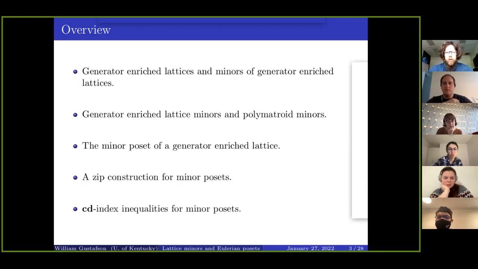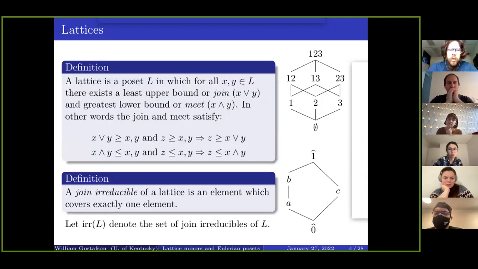Okay, so definitions, this should set things up. A lattice is a poset, and any 2 elements have a least upper bound, which we call a join, and a greatest lower bound, which we call a meet. And I have the conditions for those written out. On the right, I have a Hasse diagram of 2 different lattices. So the top right is the rank 3 Boolean algebra. Here the join corresponds to unions, and the meets correspond to intersections. Below that is another lattice, just 5 elements, and this will be a running example for the talk.